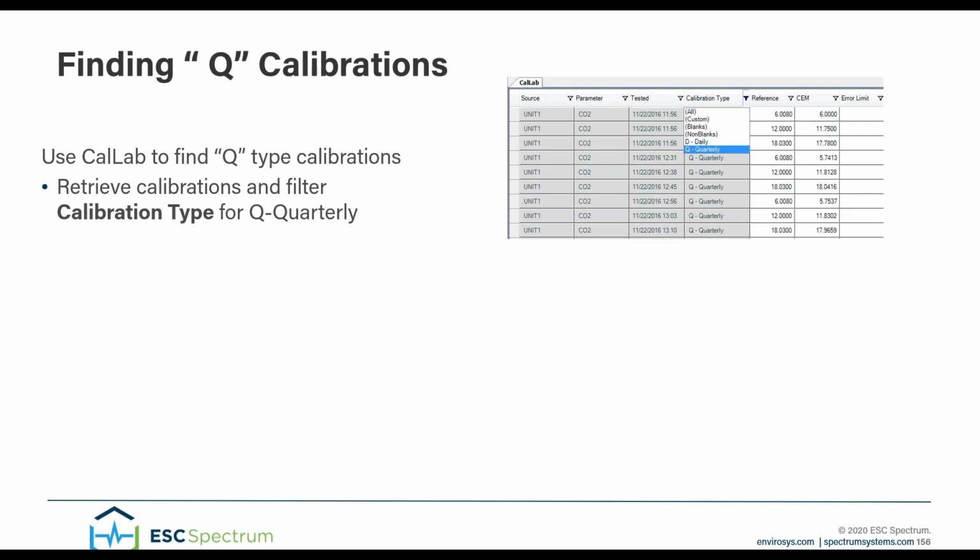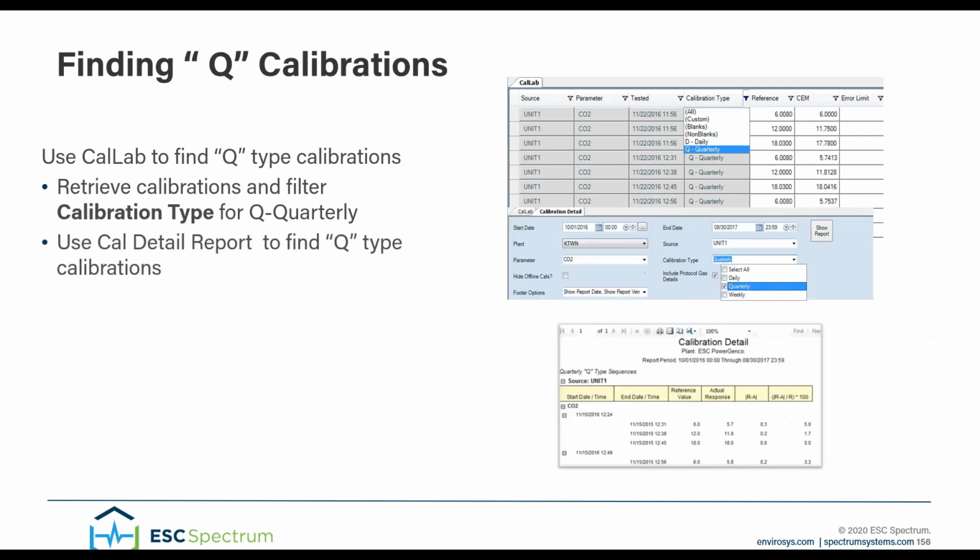To find those Q-type calibrations, we can find them a couple of different ways. We can go into the calibrations in CalLab and filter out all of our calibrations for Q-type calibrations. Or we can use our calibration detail report, and when we run that report, instead of selecting all, we can just select quarterly calibrations.